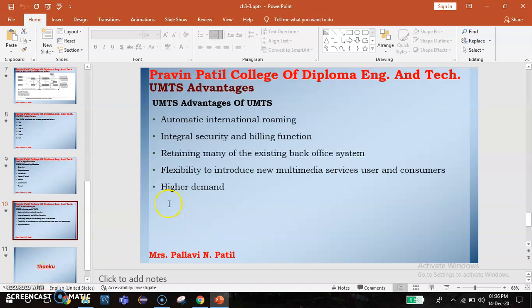The next is the advantages of the UMTS. The different advantages and benefits of the UMTS: automatic international roaming, integral security and billing functions, reusing many of the existing back office systems, flexibility of indoor new multimedia services, user consumer, and higher demand. These are the different advantages of the UMTS.